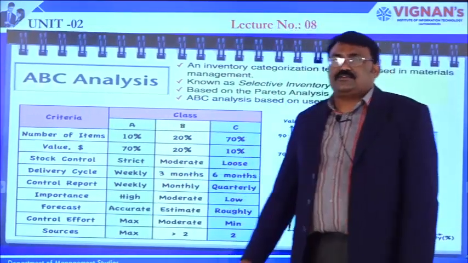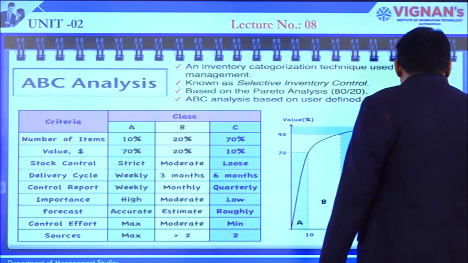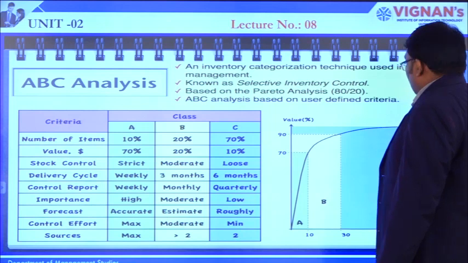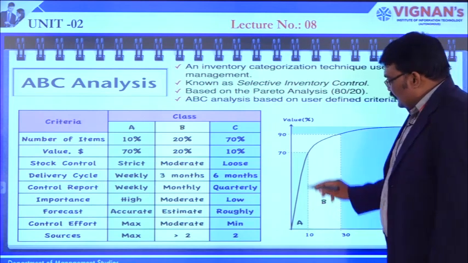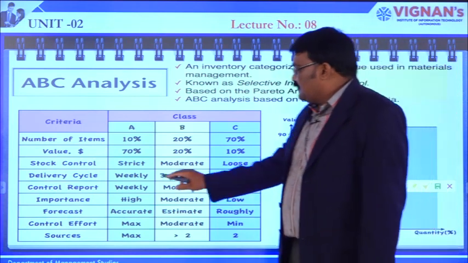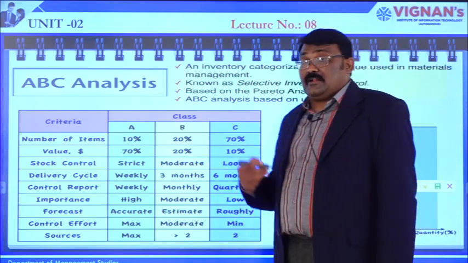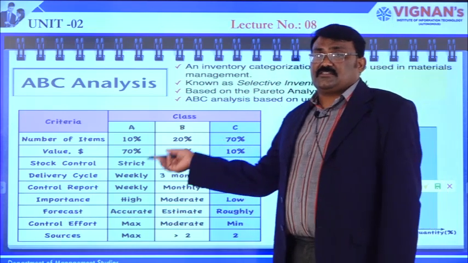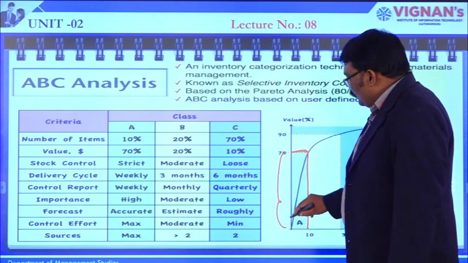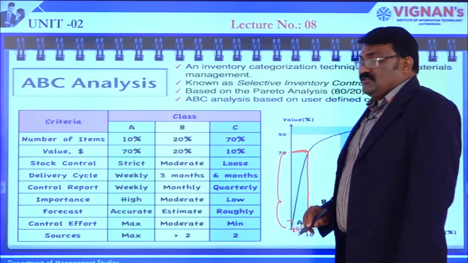Since this consumes 70% of the value, what does that mean? 70% of the consumption should be monitored weekly. That means the purchasing of the raw material will happen often, because that is the consumption of 70% of the value. Instead of making your investment blocked, you purchase raw material every now and then, by which what will happen?